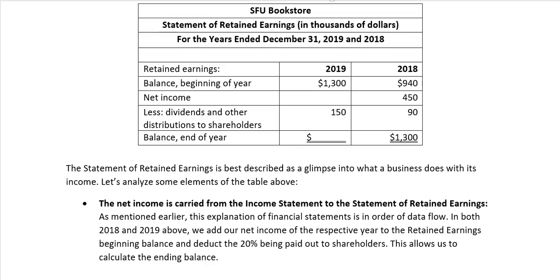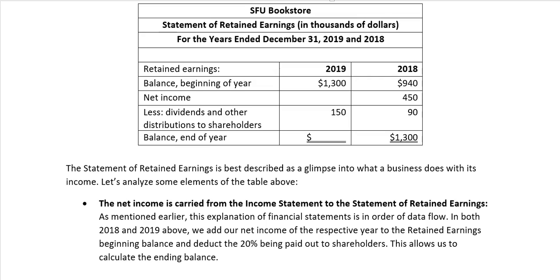Okay, so we're looking at the statement of retained earnings here, also called the statement of equity or statement of owner's equity. So again, pay attention to the first three rows. We have the name of the company, we have the nature of the financial statement, and once again, the statement of retained earnings, it covers a period of time, right?